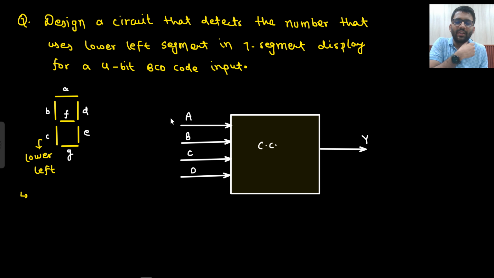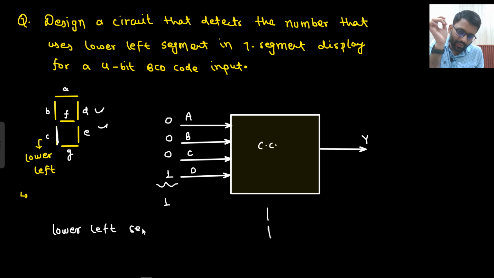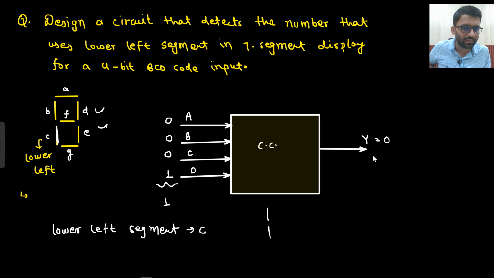So let's say my input is 0, 0, 0, 1. What is the decimal equivalent of that? 1. 1 can be written in this form. So is it using lower left segment? No, this is using D and E only. What is lower left segment? This is lower left segment. Lower left segment is C. So if you are making 1, is it using C? No. So the output will be 0.